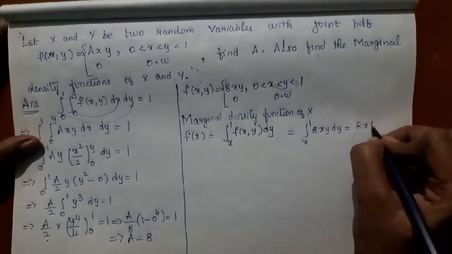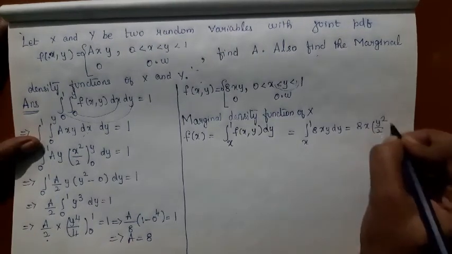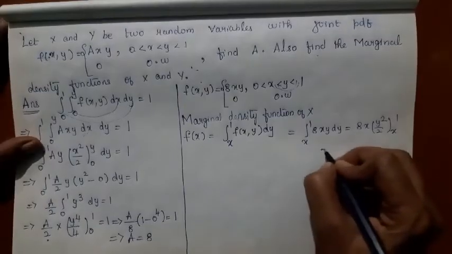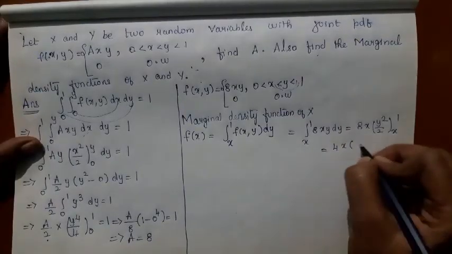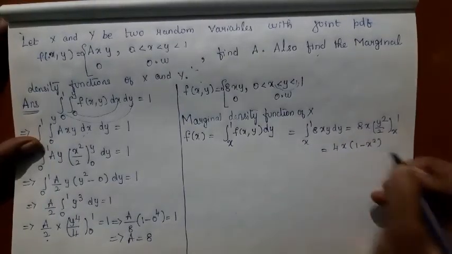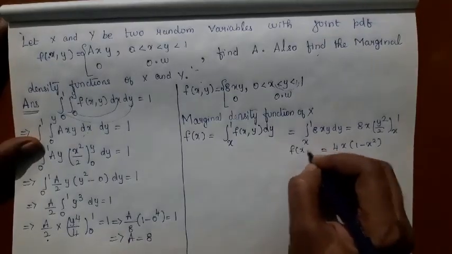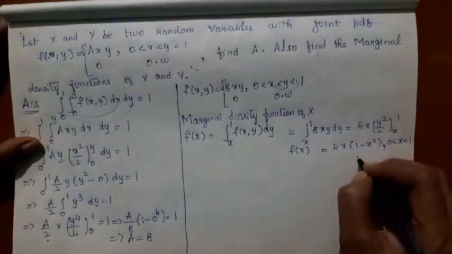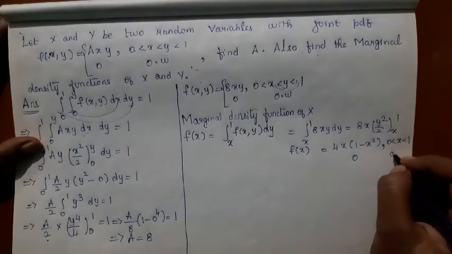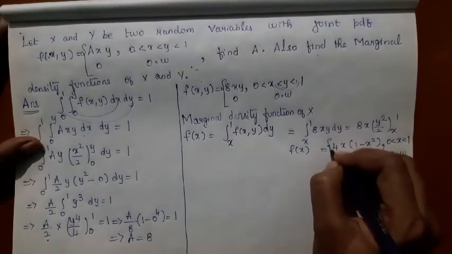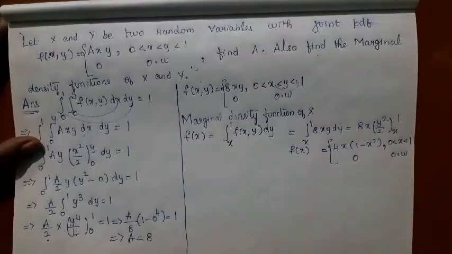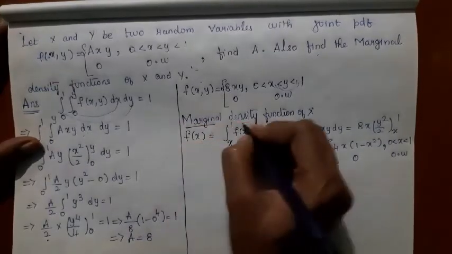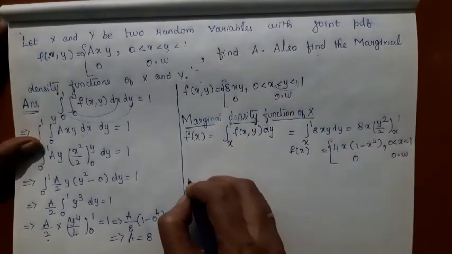8x is constant. Y on integration gives y square by 2, from x to 1. That is 4x into 1 minus x square. This is your f of x, right? And the limit for x is from 0 to 1. Now you need not talk about y. This is purely a function of x. This is the marginal density function of x.